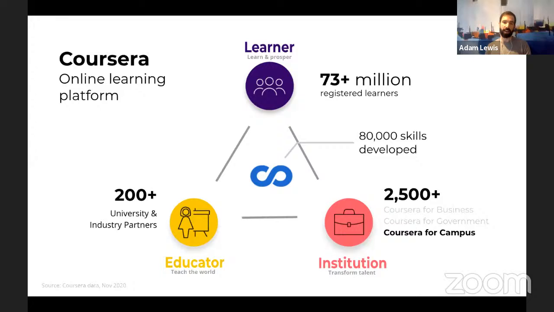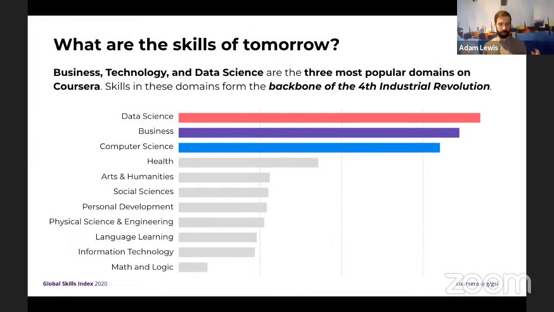So we have more than 73 million registered learners who are developing 80,000 skills every day on our platform. And the wonderful thing about doing this is we're able to understand what skills people are developing and what skills people need in the future. So what we're going to do today is start to understand what the state of skills looks like generally, and then we can start looking at what that means for Africa as well.